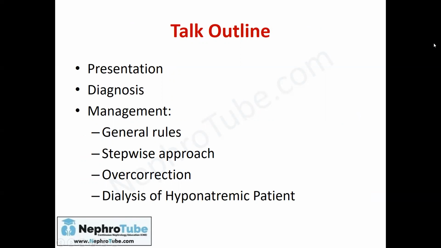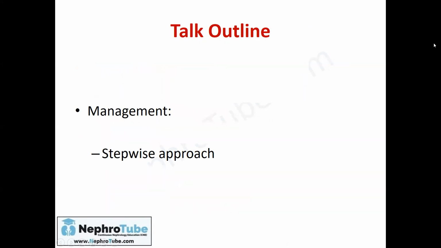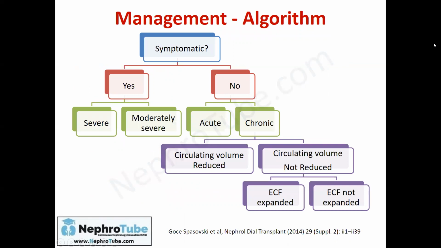So we finished the general rules of the management regarding the maximum correction rate and the use of the equation to estimate how 1 liter of the infusate will increase the serum sodium. Now, what is our stepwise approach? The approach for the management of hyponatremia depends on the symptoms. Is the patient symptomatic or not? If the patient is symptomatic, are the symptoms severe or moderately severe? And if the patient is not symptomatic, is the condition acute or chronic?